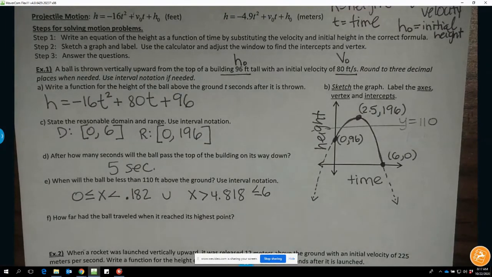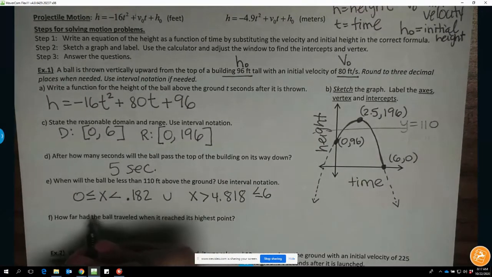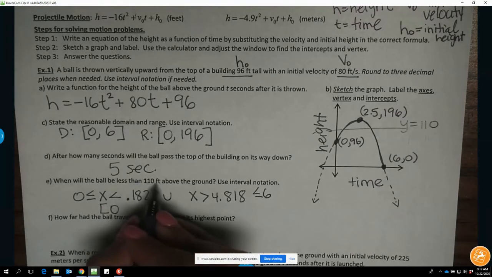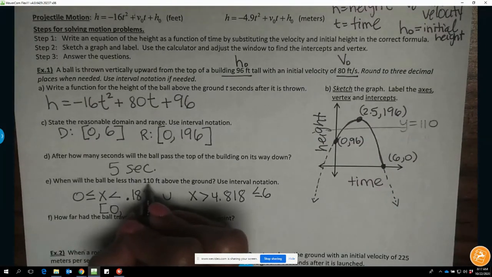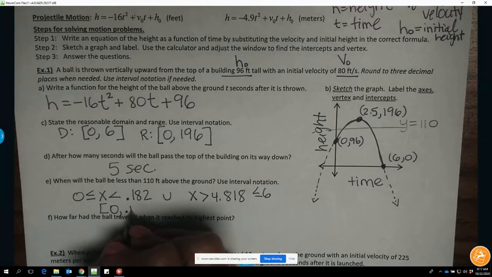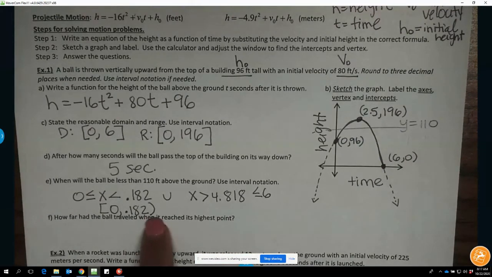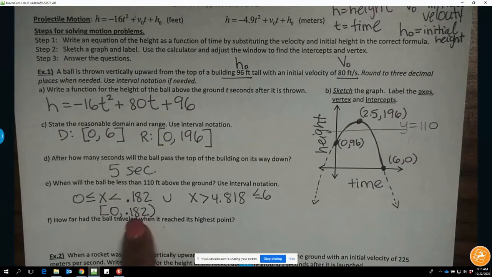Here's how we're going to fix that and write it in interval notation. For my final answer, I'm going to put from 0, include the 0 because at x equals 0, the ball is definitely less than 110 feet. It's at 96 feet. Comma, up to 0.182. Put a soft parenthesis there because at 0.182, the ball is equal to 110, and we want it to be less than 110. So put it like that.